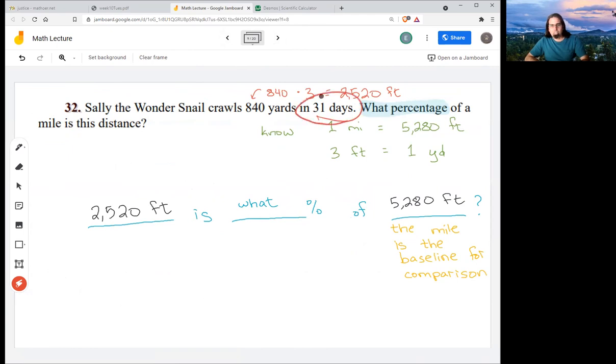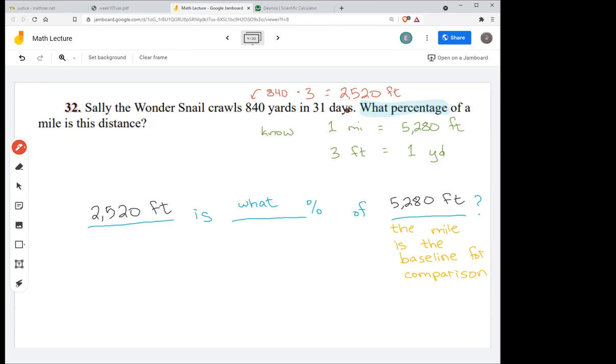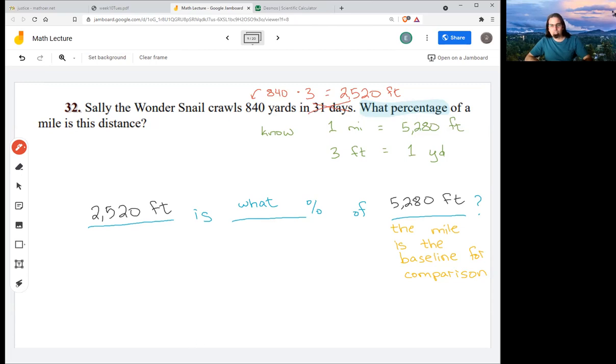How about that 31 days? What was that all about? Is it just trying to trick you? It is. It's only there to trick you. Ignore it. Cross it out. It doesn't matter how long it takes. We're just wondering what percentage of a mile a distance is.